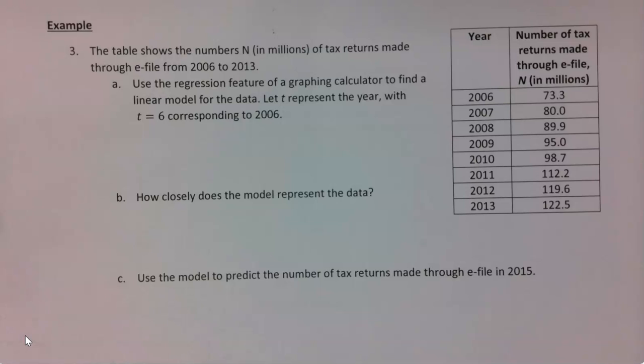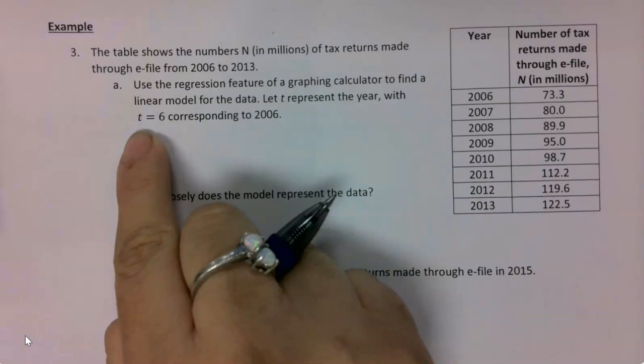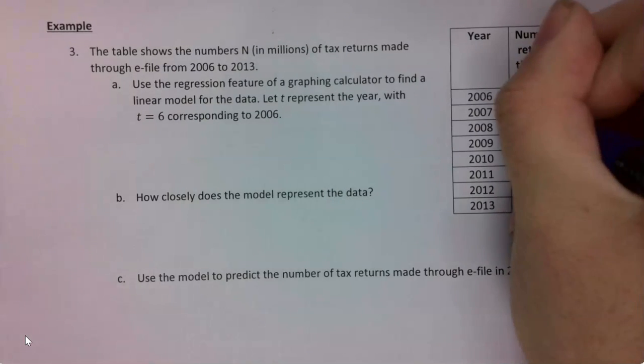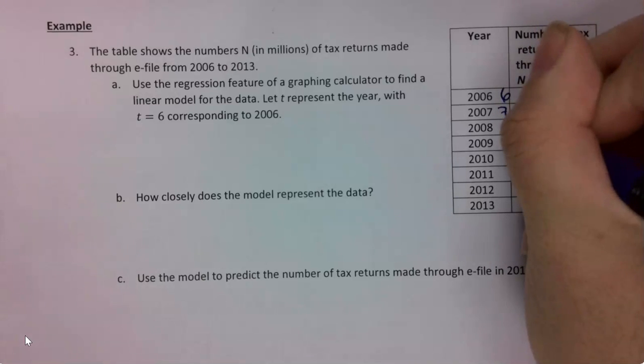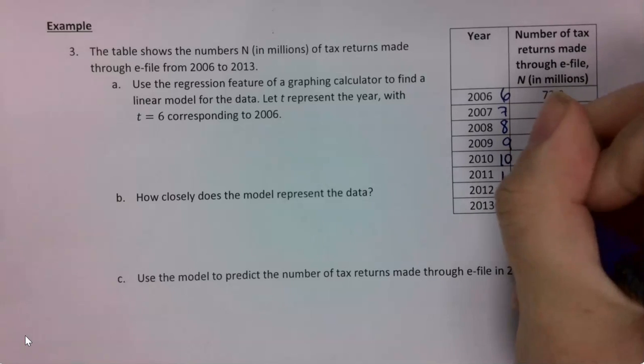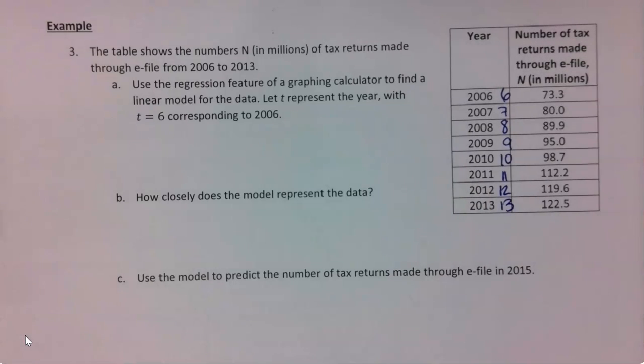Quiet down. This tells me that the table shows the numbers n in millions of tax returns that were filed through e-file from 2006 to 2013. It wants me to use the regression feature on the calculator to find a linear model for the data. And it tells me to use t equals 6 for 2006. So when I type all of these into the calculator, I'm not typing the actual year, I'm just typing the end part of the year. Okay. So I just wrote off to the side the numbers I want to do.